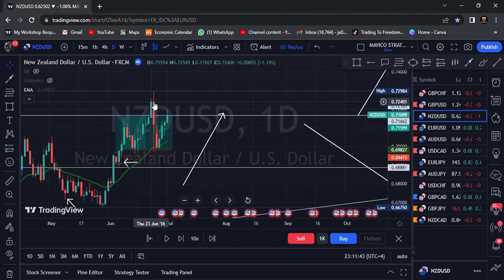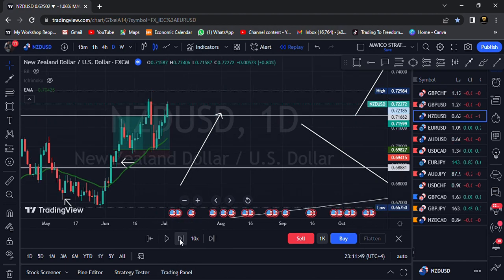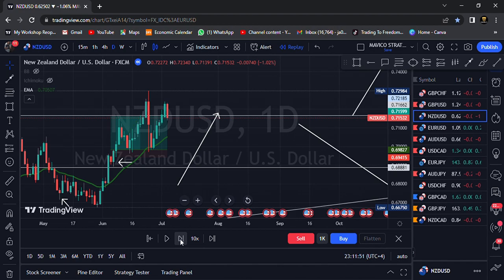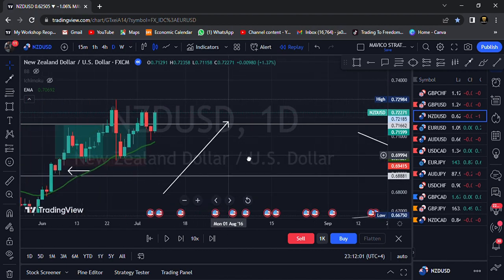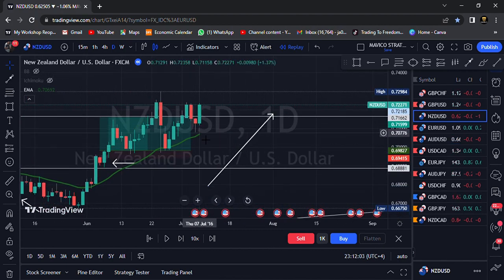So it broke, came back and retested. Now it's going up to break again for the second time. It came back, so it's gonna still do the same thing. Retested, it's giving us a hammer. Okay, so guys, there is one thing also. This hammer is above the moving average.